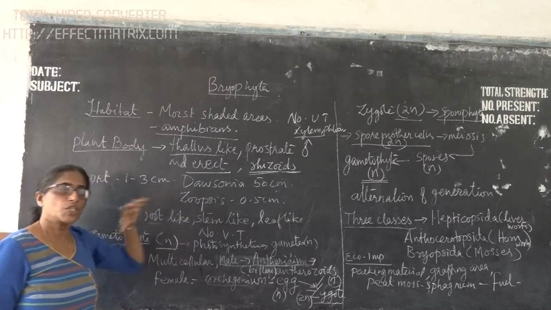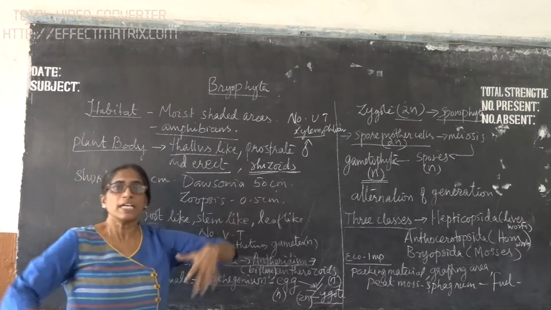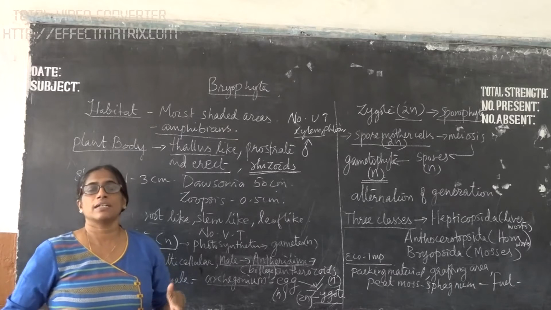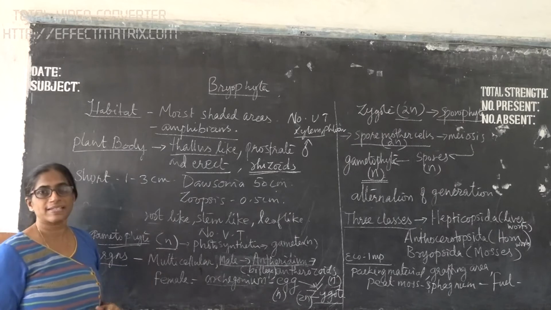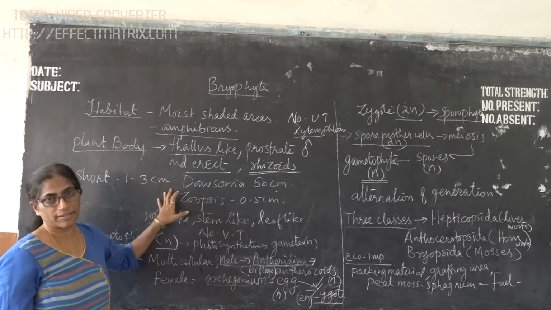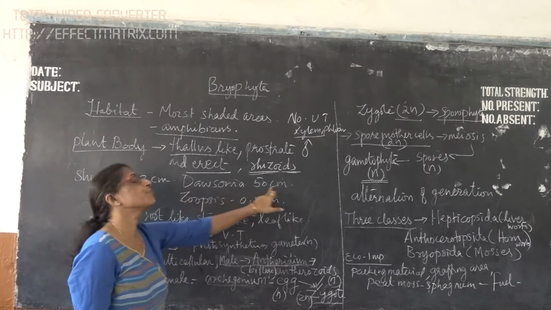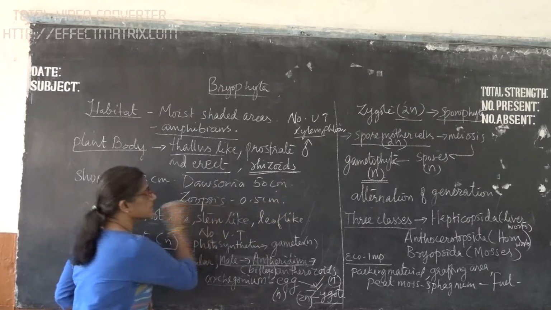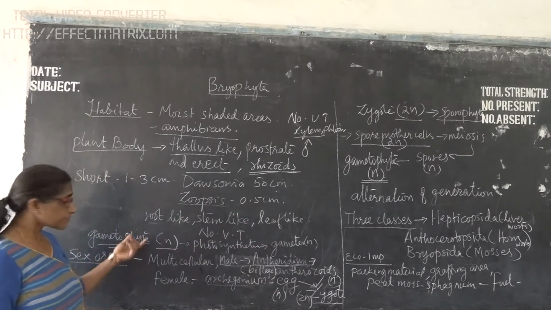And they are short-heighted plants. I told you that they do not have vascular tissue, so if the plant body is very long, it is very difficult to supply water to all the cells. So they are short-heighted plants of 1 centimeter to 3 centimeter height. The largest or tallest plant is Dawsonia of 15 centimeter height. And the smallest one is Zeuxis of only 0.5 centimeter height.